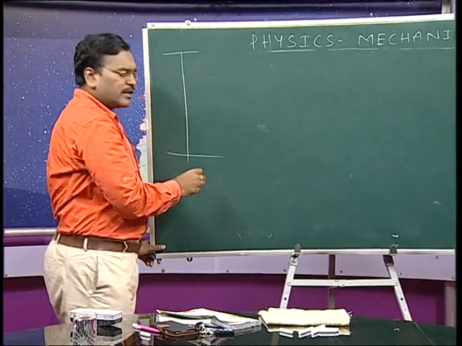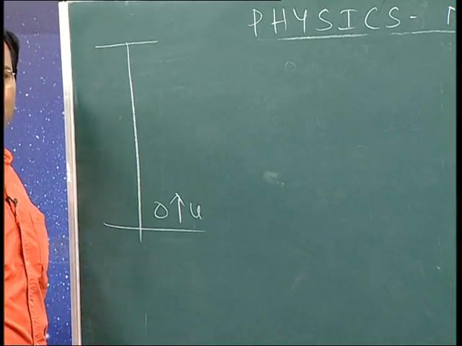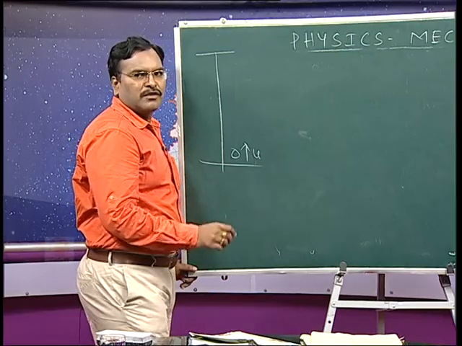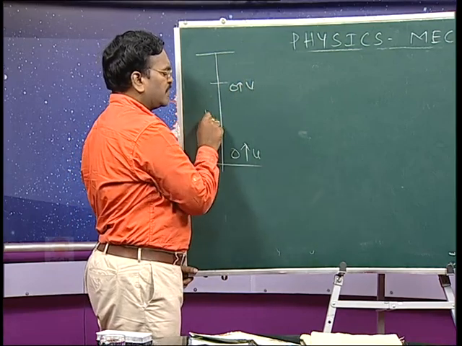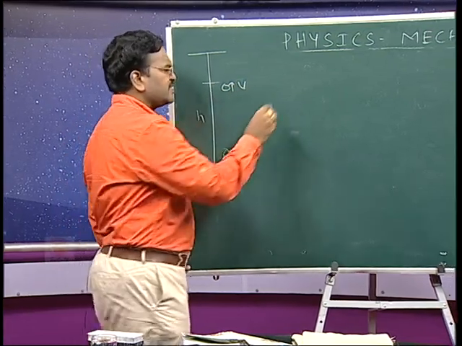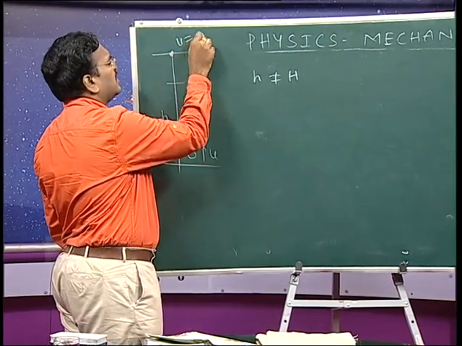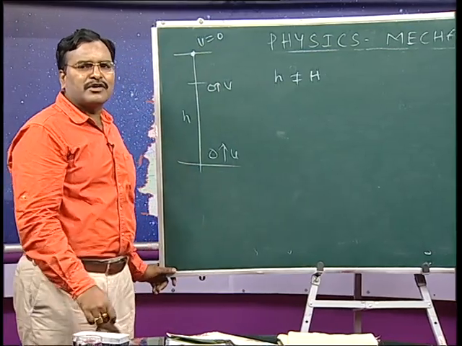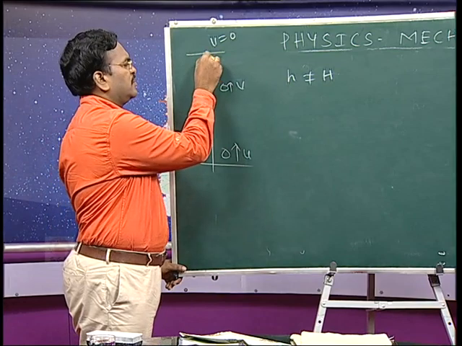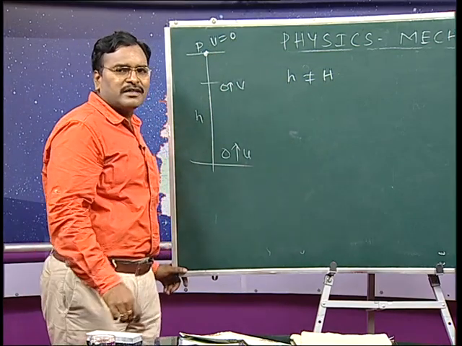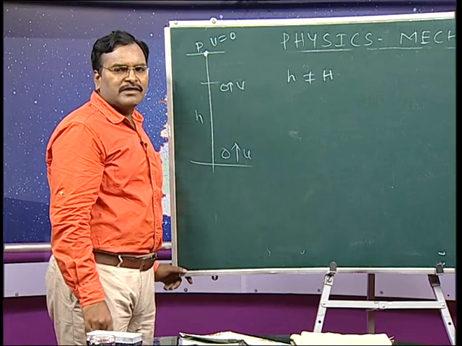Suppose a body is projected vertically upwards with initial velocity u from the ground. Let v be the velocity of the body at a height h from the ground. This h is not equal to the maximum height. What is the maximum height? The maximum vertical displacement of the body. What is the highest point here? Suppose P is the highest point. It is the point at which the final velocity is 0. The point at which the final velocity is 0 is called what?